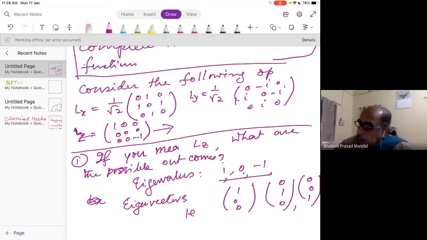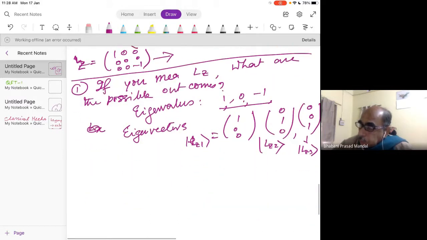So let me write: Lz1 is this, this is your Lz2, and this is your Lz3. These are the three eigenvectors.